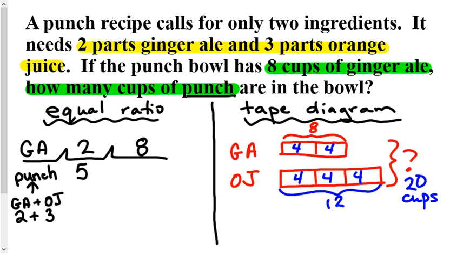And if I want to know then 8 parts ginger ale, how many cups of punch do I need? Then I could set it up like this. And again, notice 2 times 4 is 8, 5 times 4 is 20. So I get 20 cups that way. I'm actually going to show you 2 more ways you could look at this problem.